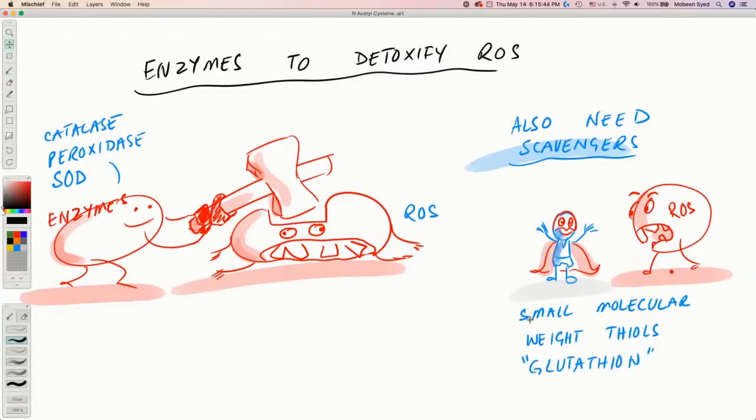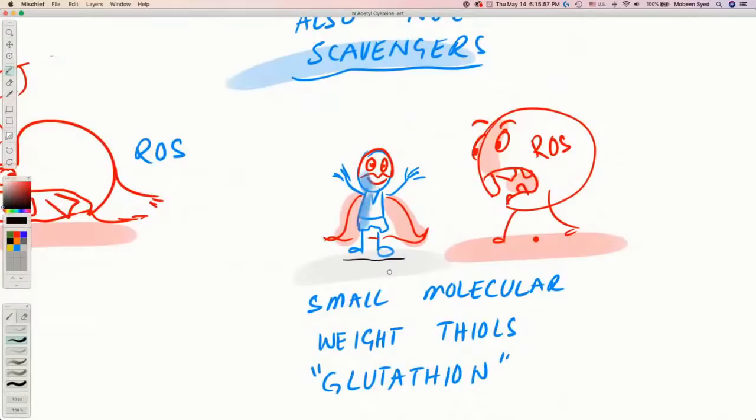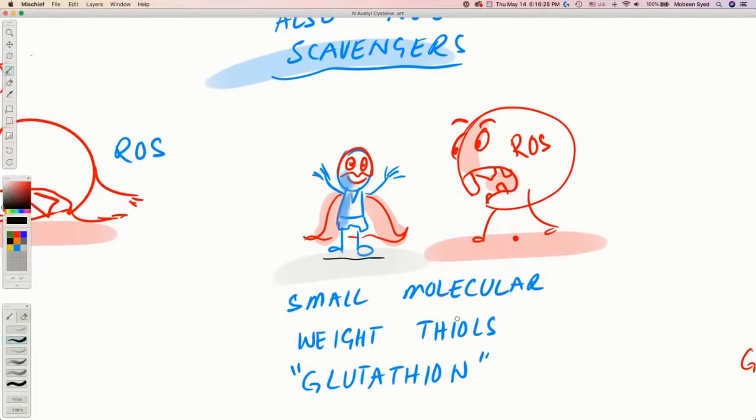So what do we do? We also need something that can become a target of reactive oxygen species intentionally. This is like a decoy. We need a small thing, remember glutathione is small, that can stand in front of this bully, the reactive oxygen species, and the bully would try to oxidize this thing, and then the bully would think that I have done damage to this, but that little hero will become alive again by becoming reduced again. So we need a small molecule that can go through oxidation and reduction repeatedly. That is glutathione.